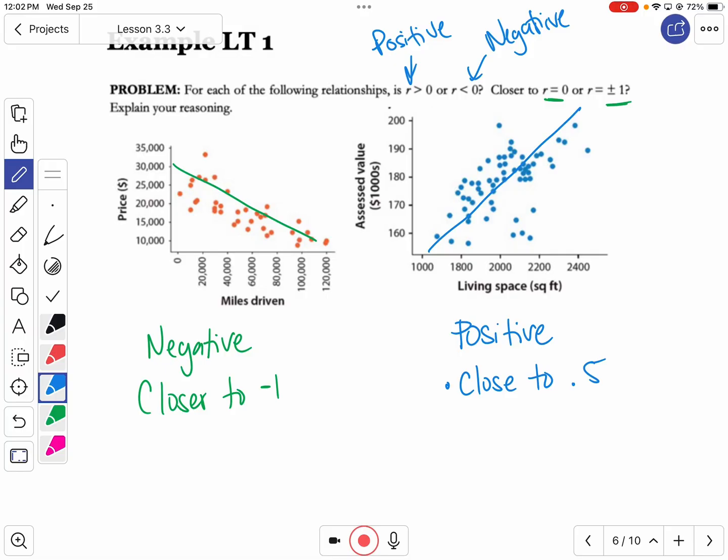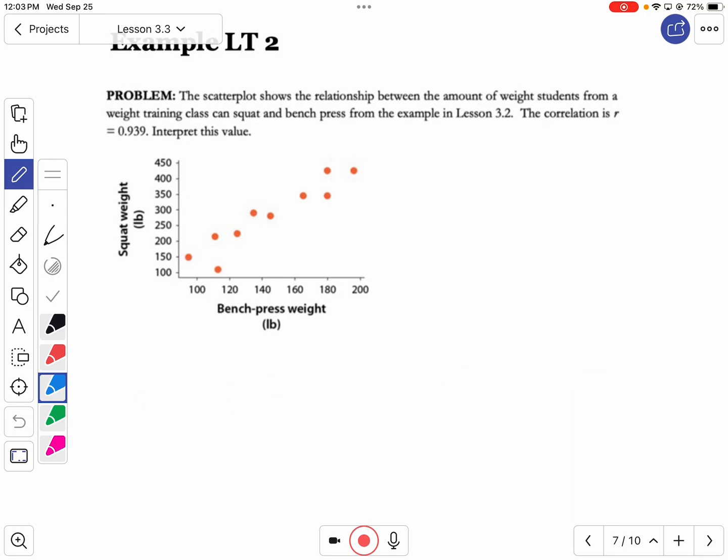All right, let's look at this one. Everybody get what we're doing today? Just kind of a continuation of yesterday, but looking at those numbers. So here's a scatter plot. Weight of students from a weight training class that can squat and bench press. The correlation coefficient is, so they give it to me, R is 0.939. It tells me to interpret it.